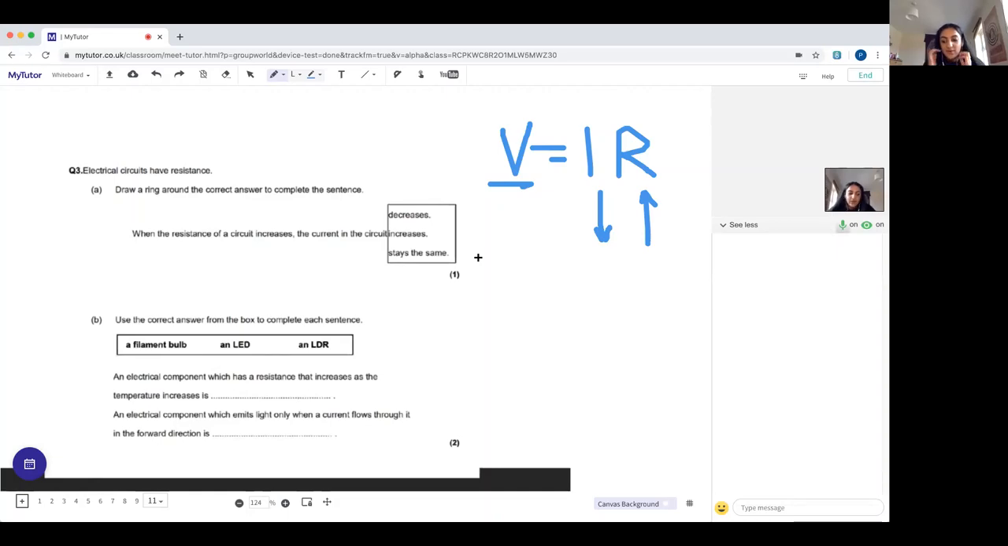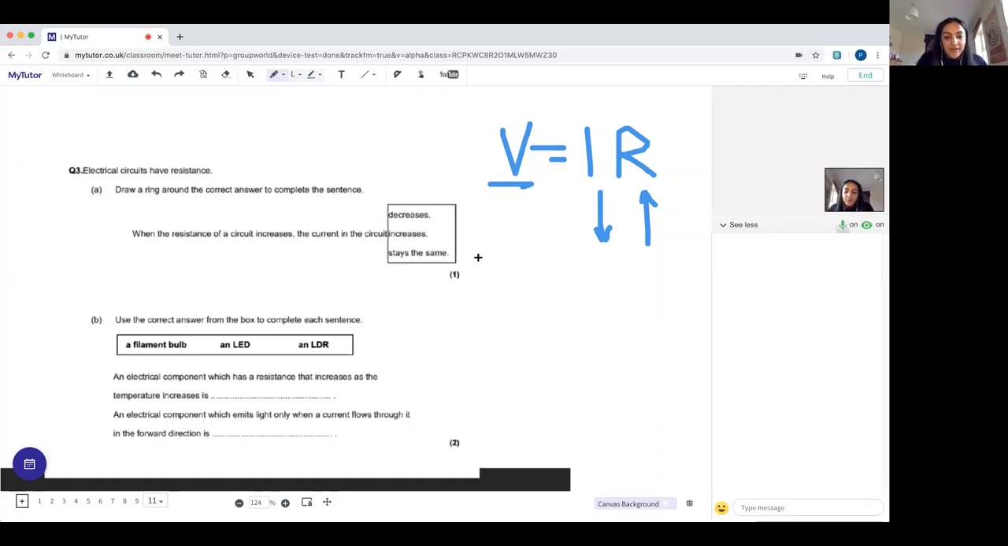Brill, I can see quite a lot of you putting filament bulb, which is great. So as we said before, a filament bulb gets hotter and hotter. The filament in the bulb gets hotter and hotter, and as temperature increases, resistance also increases. So well done if you put filament bulb.